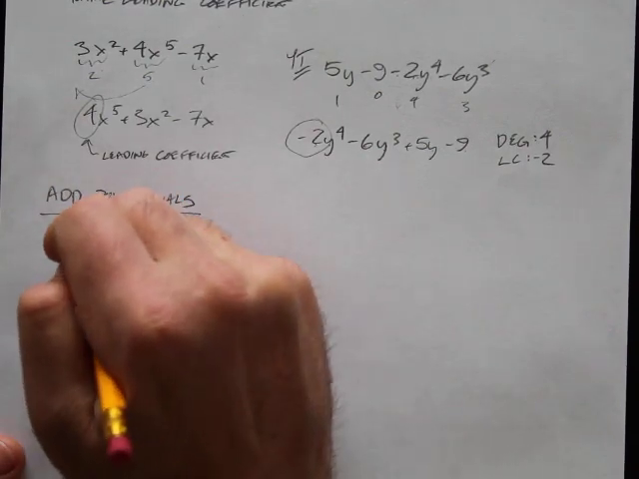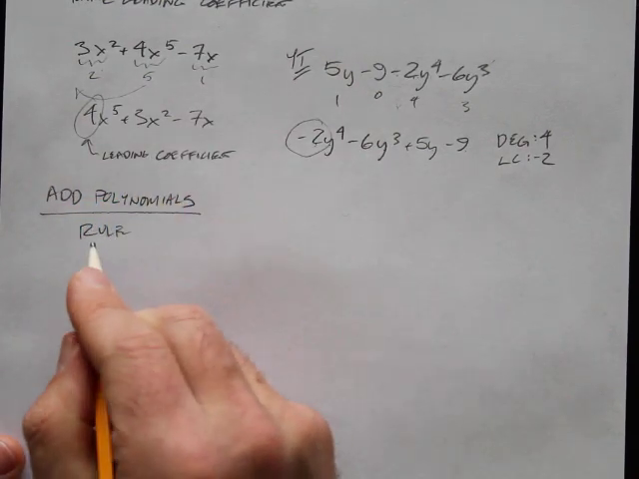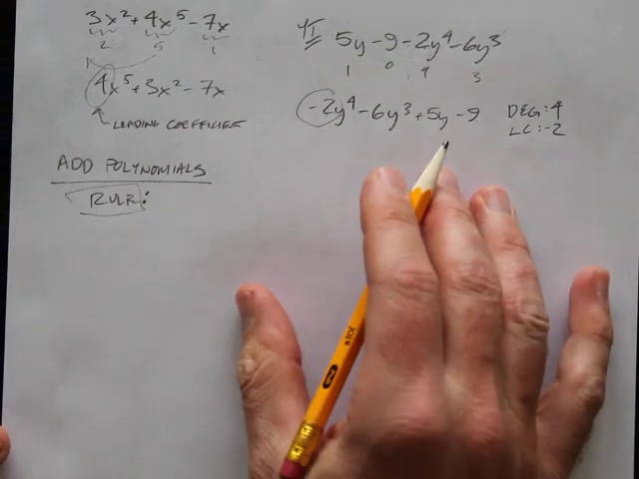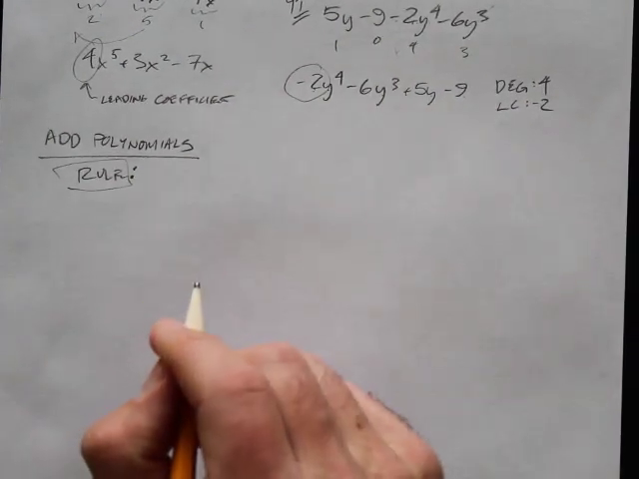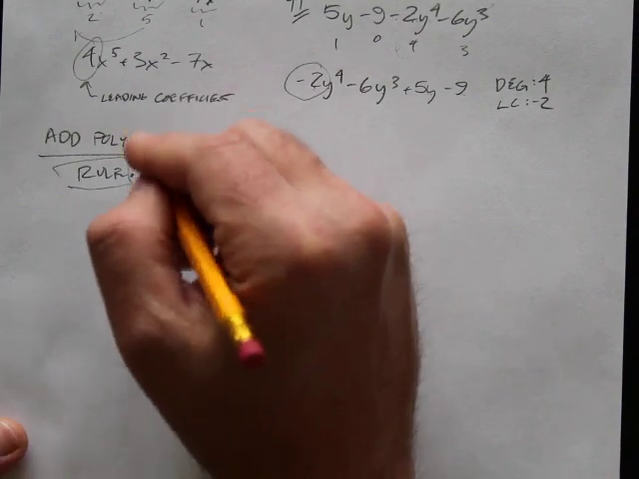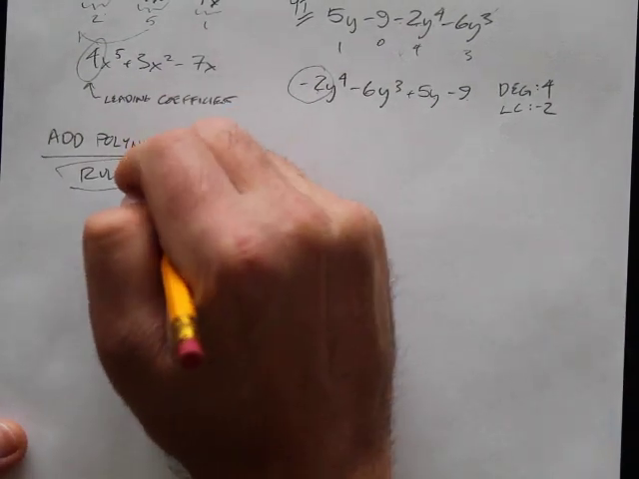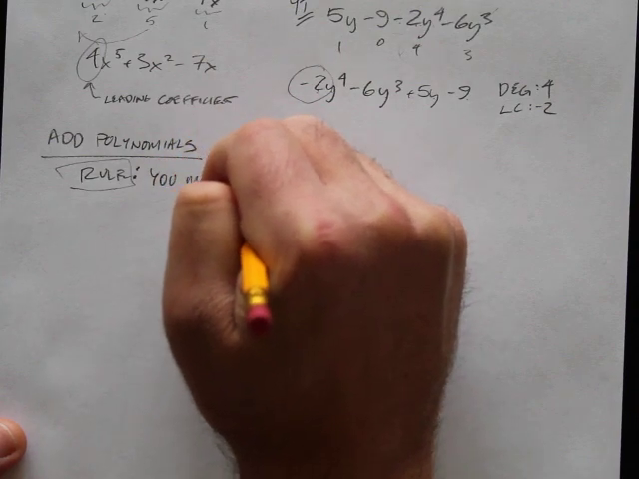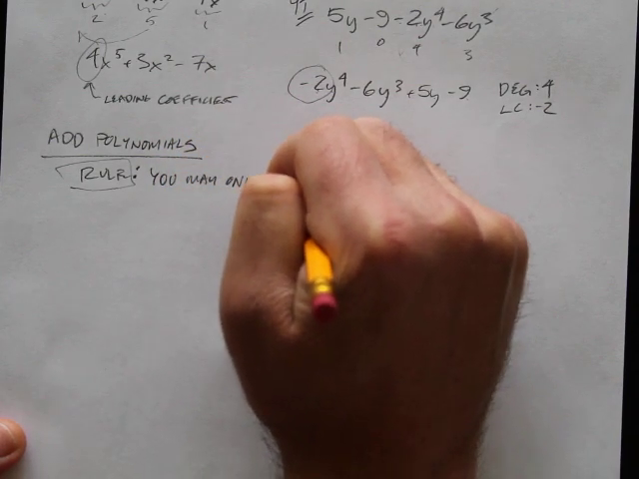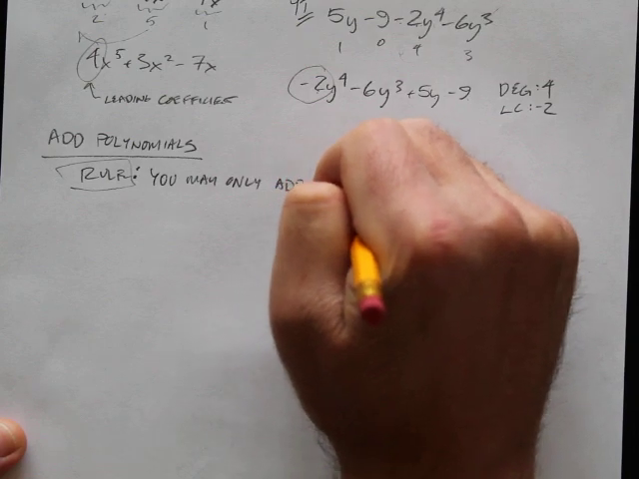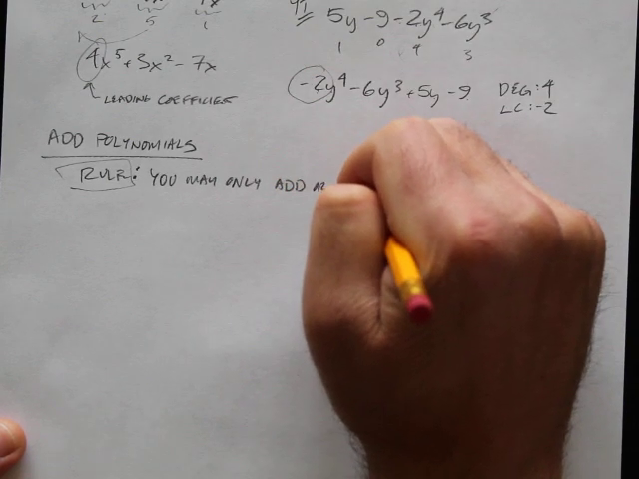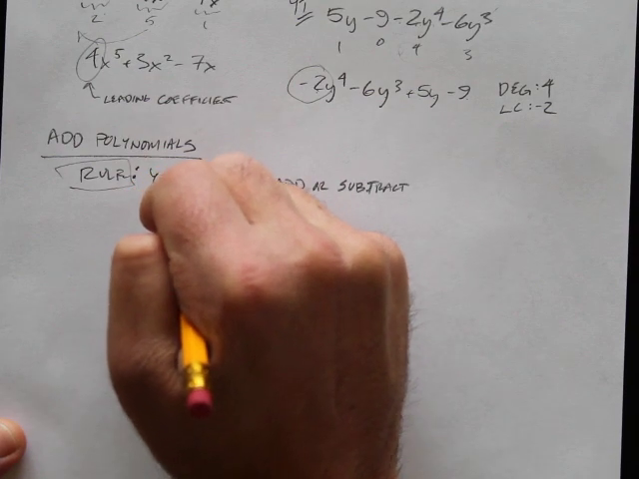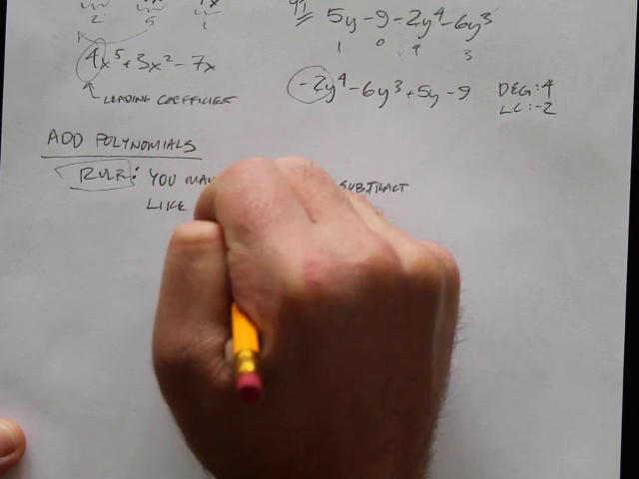Here's the rule. Before we get started, let's get this rule out of the way. Rule: you may only add or subtract like terms, and then I'll define what like terms are in just a second. You may only add or subtract like terms. Here's what a like term is.